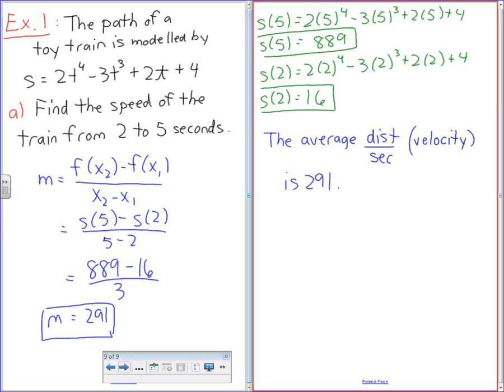Okay, so here's the thing. That's the average speed from 2 to 5 seconds. How can I get a more accurate speed? This is what calculus gets into, and this is what you guys need to think about now. If I wanted to find the train's exact speed at 2 seconds, how can I do that?